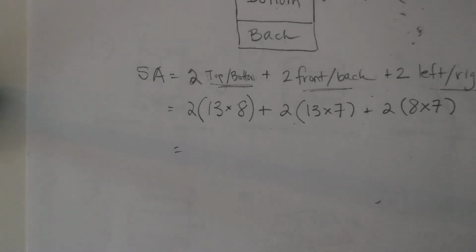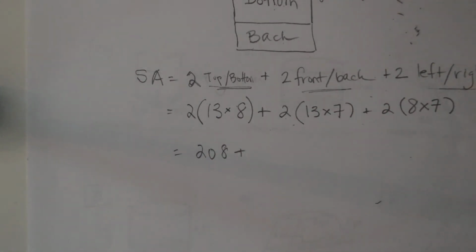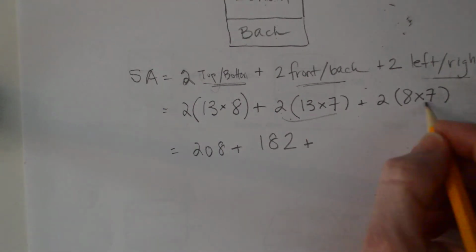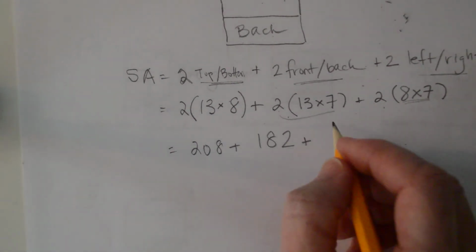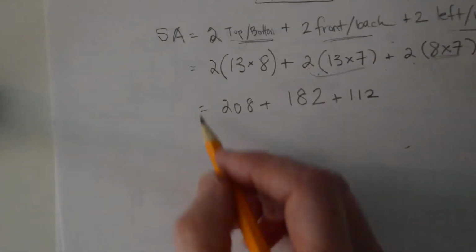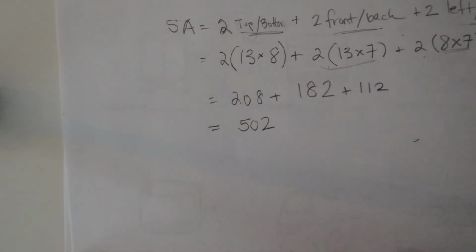So we've got 2 times 13 times 8. That gives me 208 for this part. Plus 2 times 13 times 7. That gives me 182 for this part right here. And then 2 times 8 times 7. 8 times 7 is 56 times 2 is 112. Let me just confirm that. Yep, okay, and then we add them all together. So 112 plus 182 plus 208. And we get a surface area of 502.